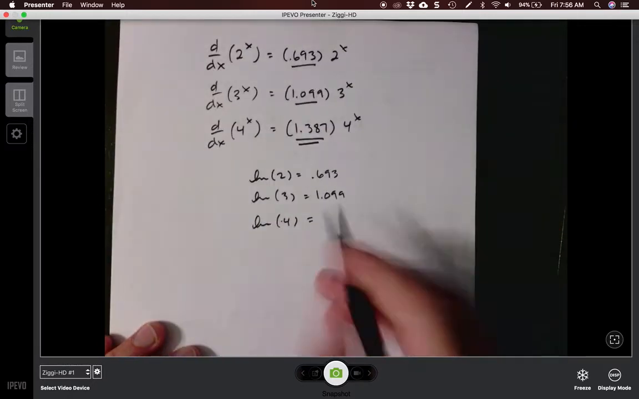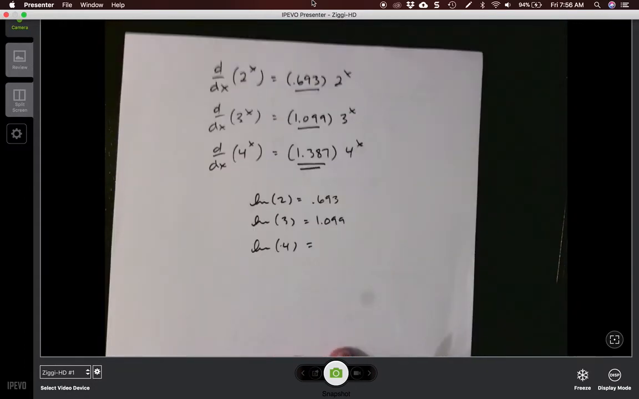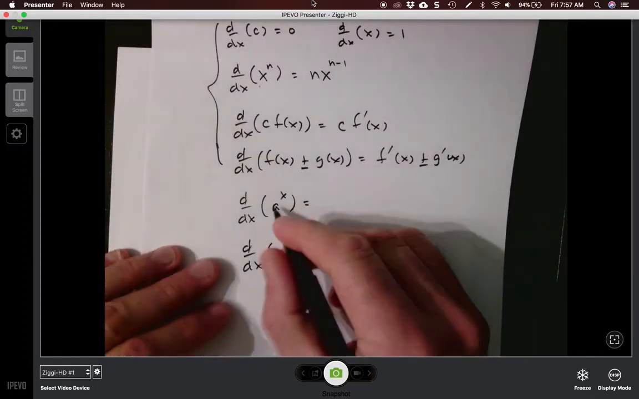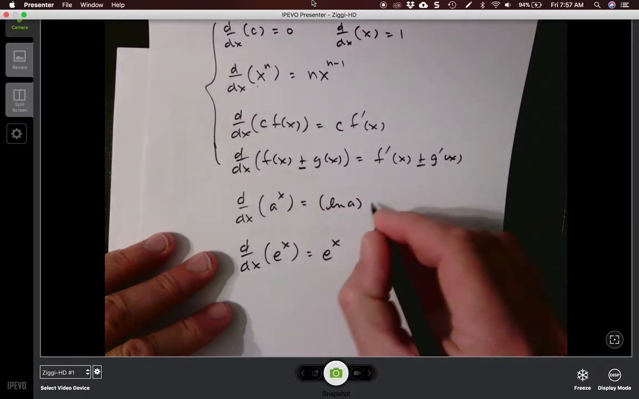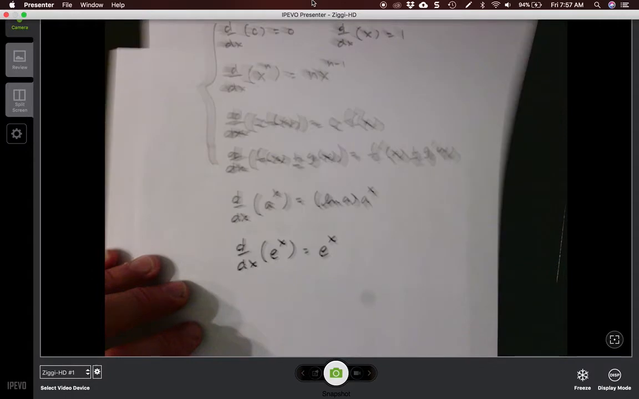All right, so it looks like this number that we're going to put out in front is just the natural log of the base. So if we add to our list here, the derivative of a to the x is the natural log of the base times a raised to the x power.